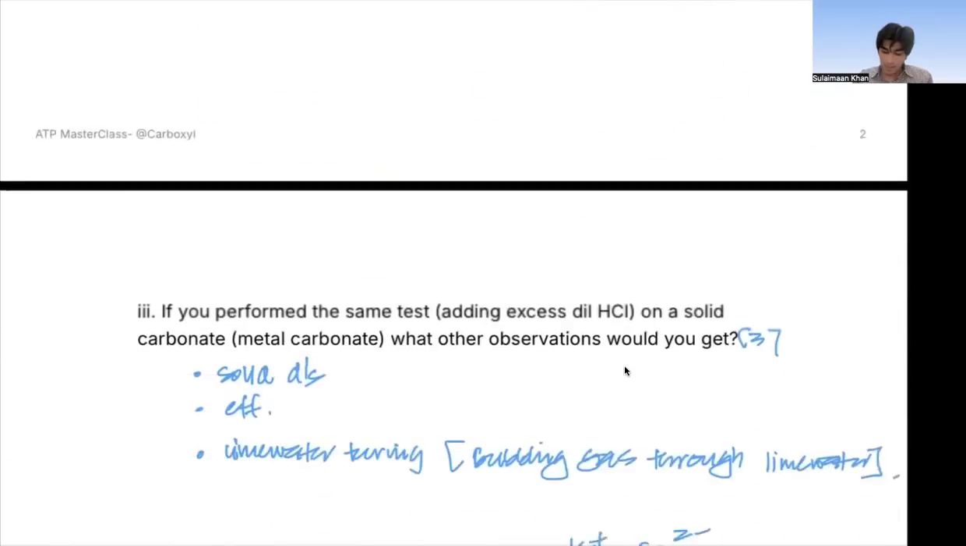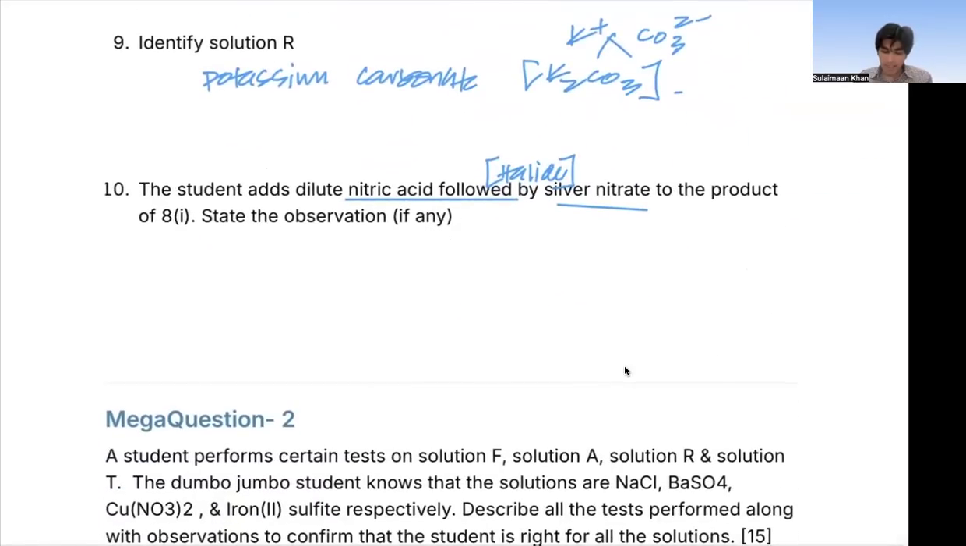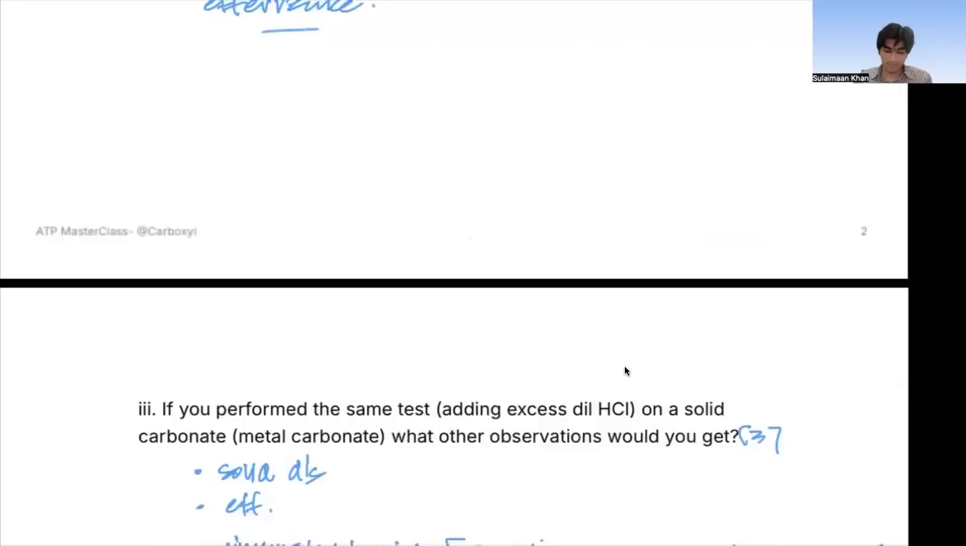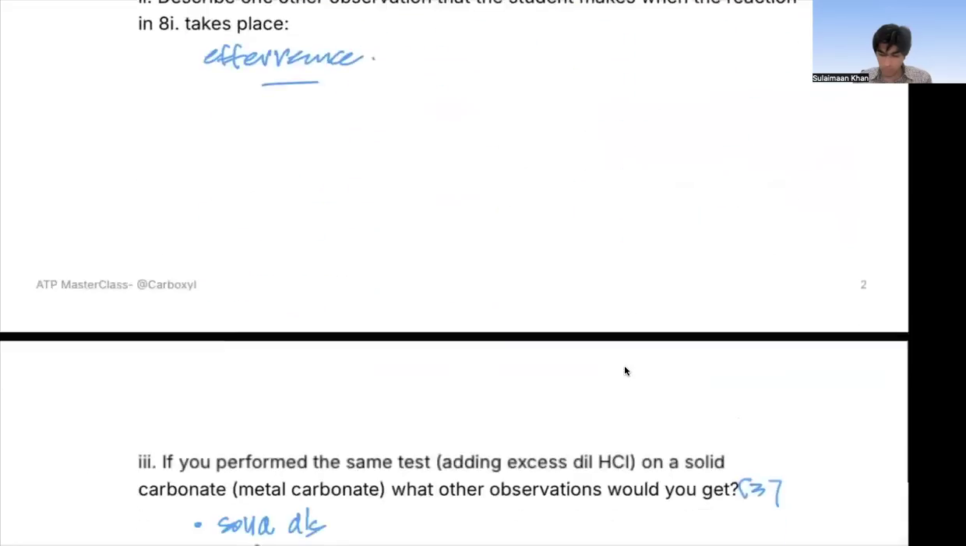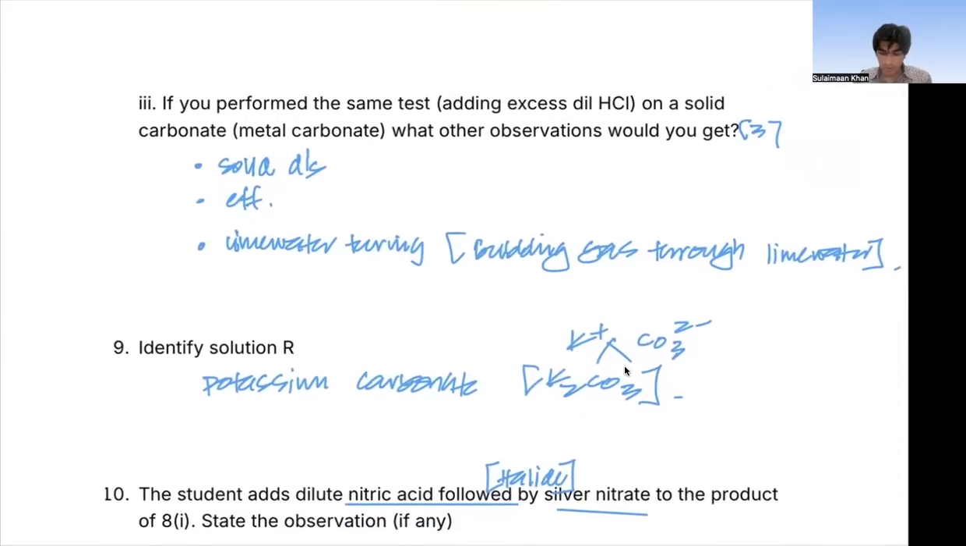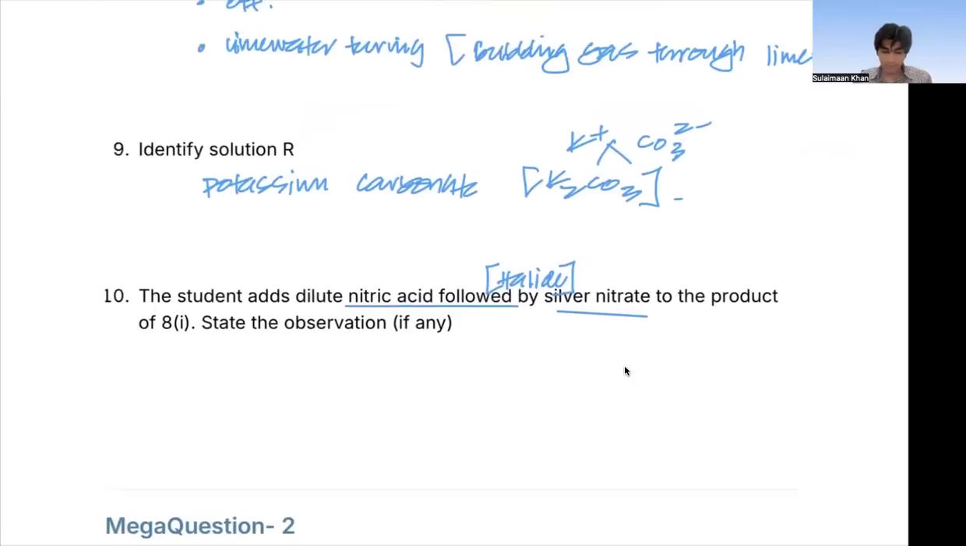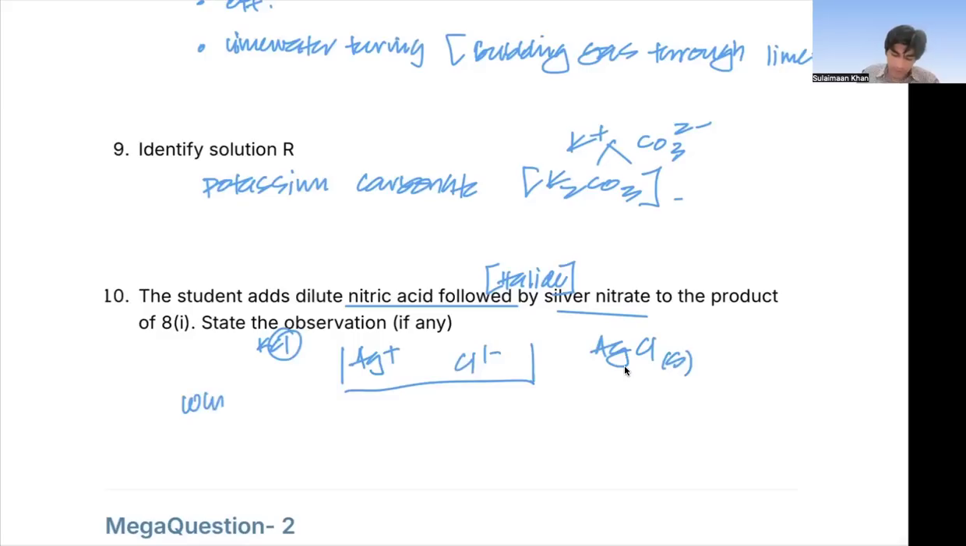So he's saying he added potassium chloride. State the observations if any. So what's the observation if any? You know that because it's potassium chloride, the chloride ion is going to come into contact with the silver ion, and it's going to be AgCl solid, right? So a white precipitate forms.